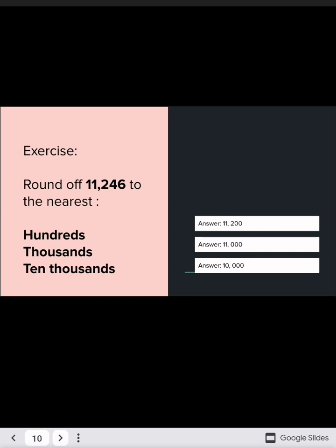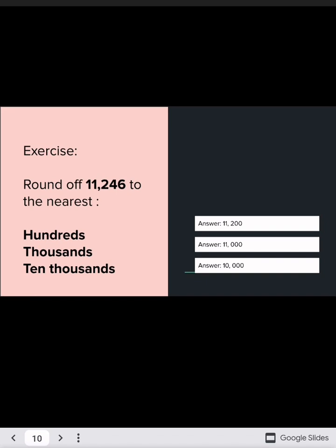Now for our exercise for today, I'd like you to get a pen and paper. All right. I would like you to round off 11,246 to the nearest hundreds, thousands, and 10,000s. Now let us do a quick review. From the right, that's the ones place. So in this case, in 11,246, 6 is at the ones place. And then 4 is in the tens place. 2 is in the hundreds place. 1 is in the thousands place, and the other one is in the 10,000s place.